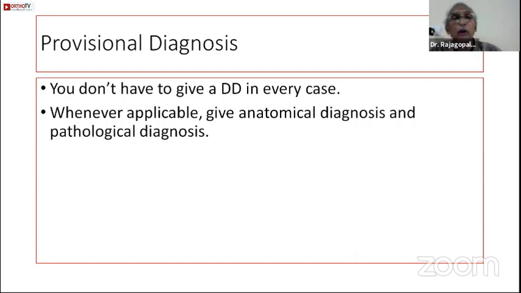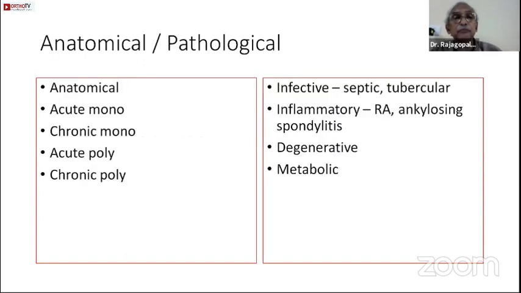Once you do that, once you give a provisional diagnosis, the examiner may ask you, what's your differential diagnosis? Just because we ask, you don't have to give a differential diagnosis for every case. If all your points are in favor of your diagnosis and there's nothing against it, you don't have to give a DD. But if some points are against it, then you have to give a possibility according to that.